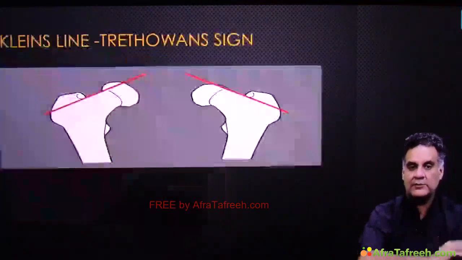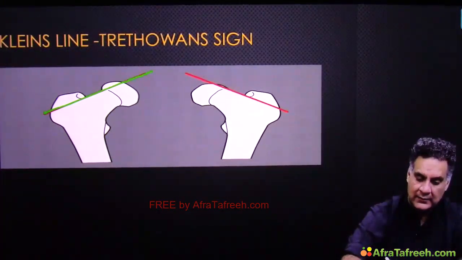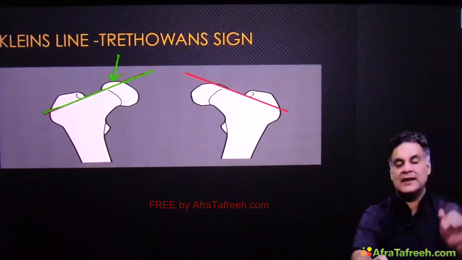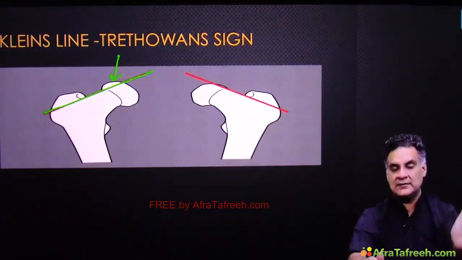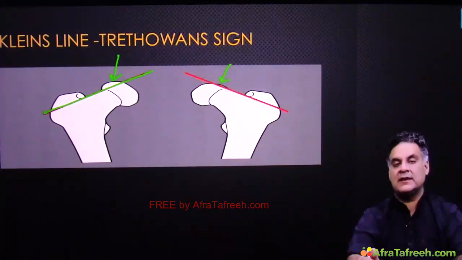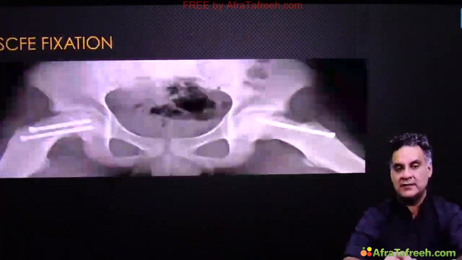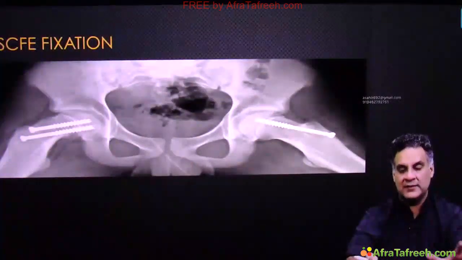The metaphysis moves. If I draw a line over the neck, it cuts a part of the epiphysis. This line is Klein's line. This sign is the Trethowan sign. In SCFE, there is nothing above the line, so it has already moved in relation to the metaphysis. Treatment: fixation.